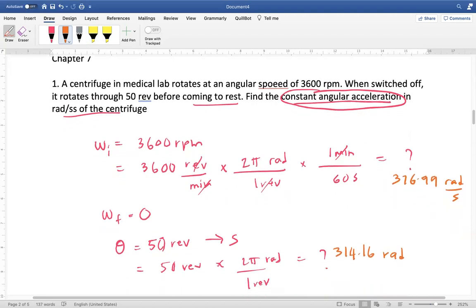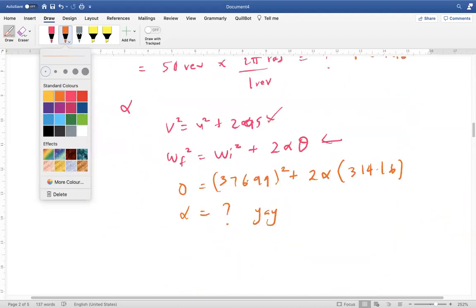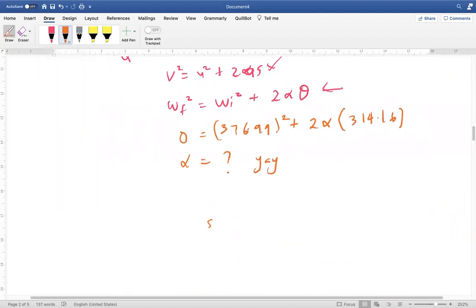Okay, so let me write that. If speed is increasing, you will get positive acceleration or positive alpha. Same thing, positive acceleration or positive alpha. If your speed is decreasing, which is what is happening here, negative acceleration or negative alpha.